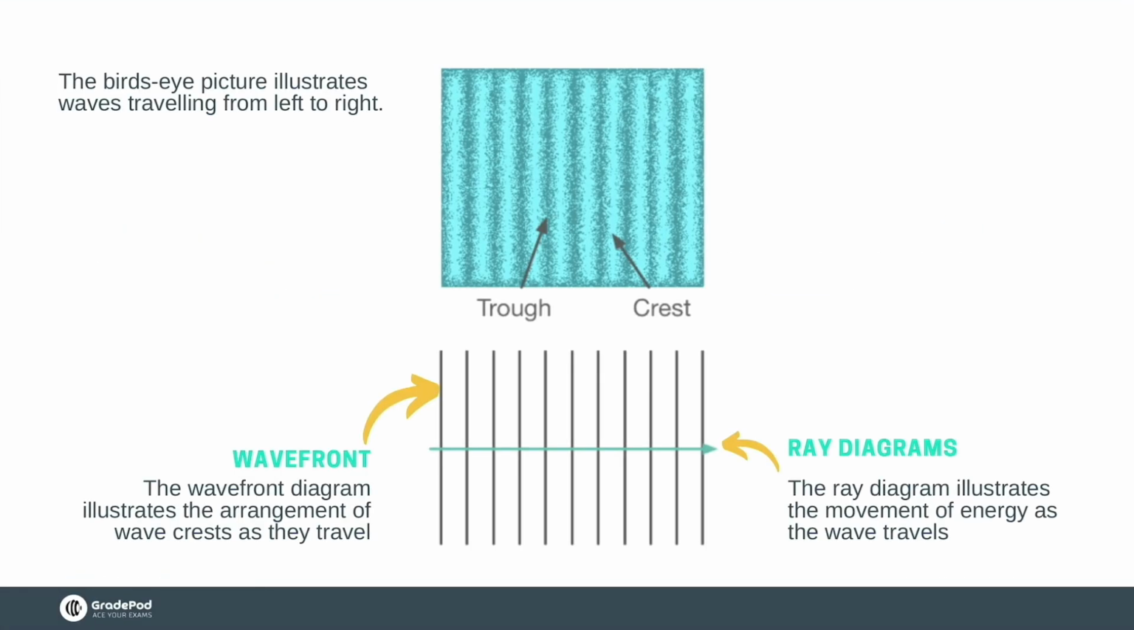Here in the top diagram, we have a bird's eye view of, say, a ripple tank. And hopefully you've been shown a ripple tank in class. So we have the ripple tank from above here. And you can see the darker lines are the troughs of the wave. So the darker lines are these. And the lighter lines are the crests of the wave.